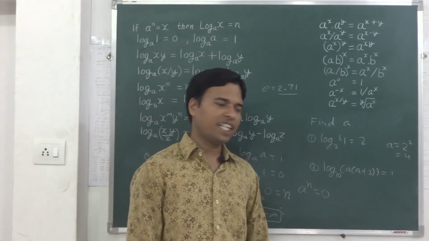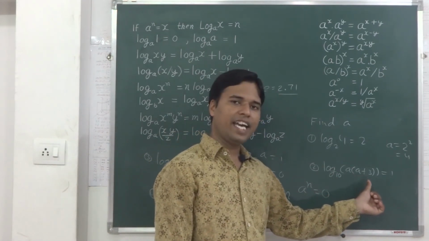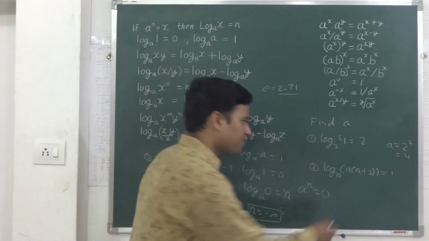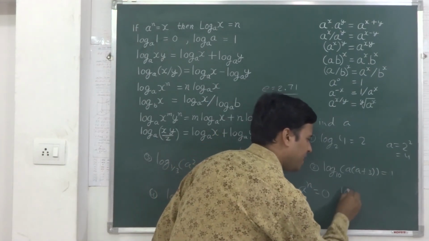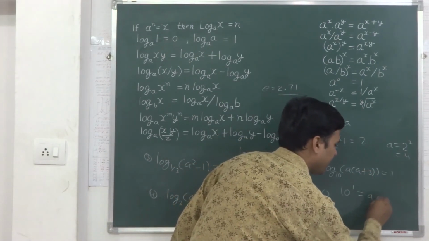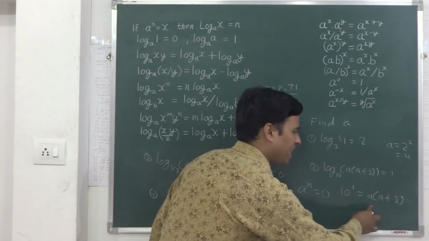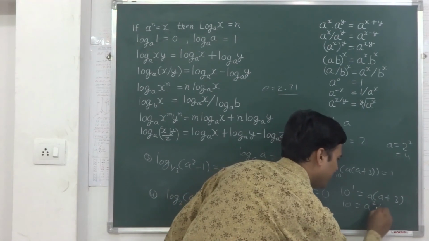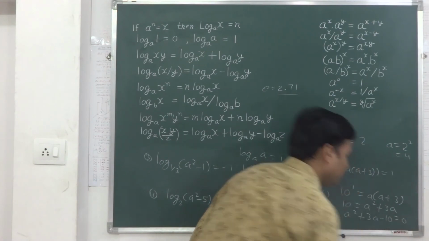Now let's solve the next problem. In this problem, log base 10 of a multiplied with a plus 3, the final value is 1. So using this method, the power is 1 here, having the base 10. So 10 power 1 is nothing but equal to this number, that is a multiplied with a plus 3. So 10 is equal to a multiplied with a plus 3. So 10 is equal to a square plus 3a. A square plus 3a minus 10 is equal to 0.